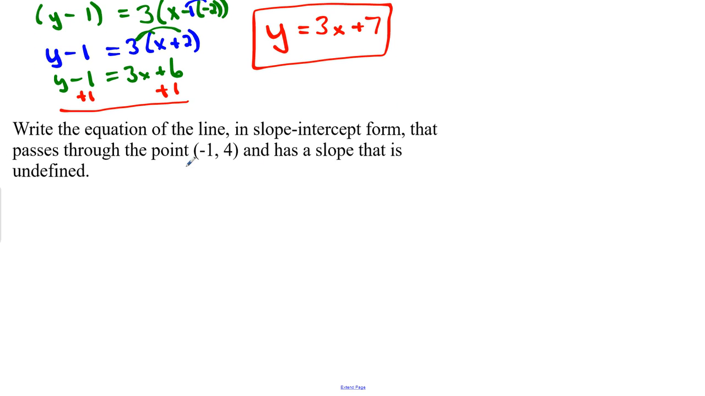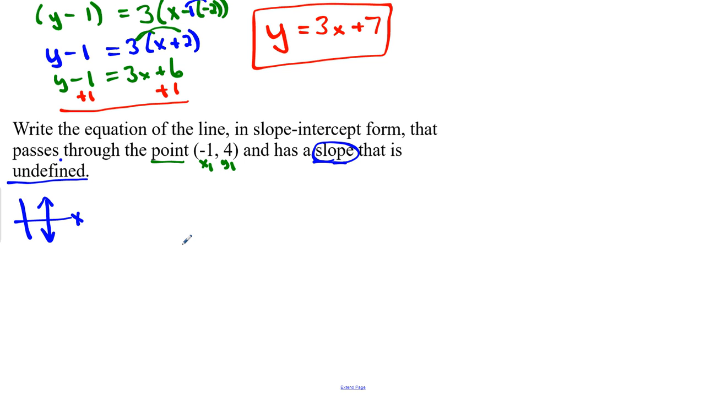So down here, write the equation of a line in slope-intercept form that passes through the point negative 1, 4, so x1, y1. There's my point. And my slope here is now actually undefined. Ooh, a slope that's undefined. Remember we talked about slopes that are undefined are vertical, and they go through your x axis.